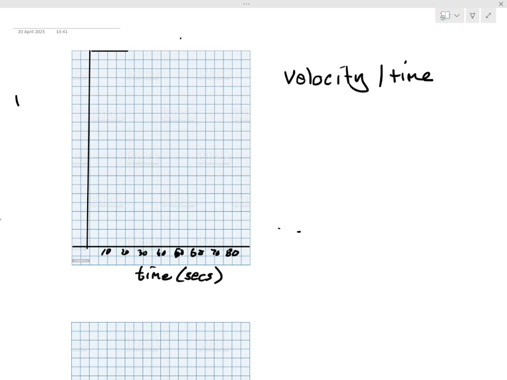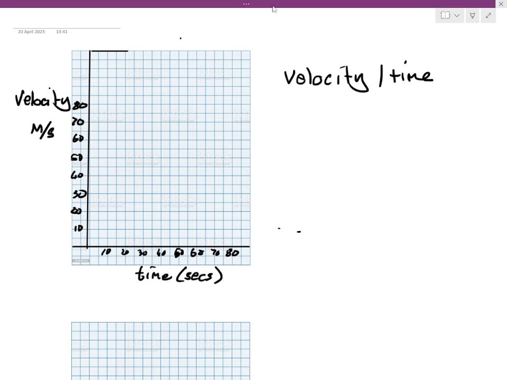And this is velocity, and this is in meters per second. That's how fast we're going, that sort of thing. So let's do some numbers up here. 50, 60, 70, doesn't matter.